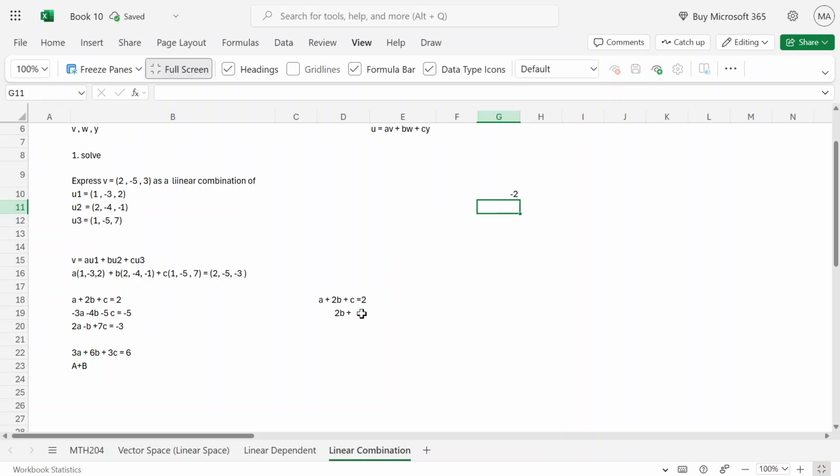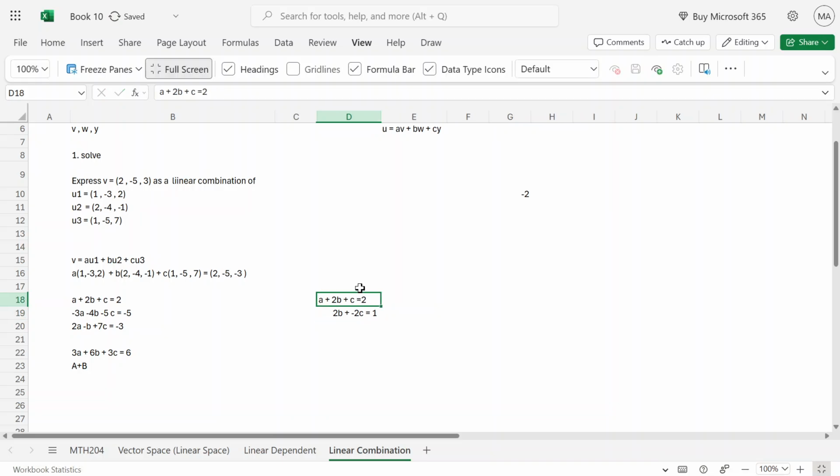So minus 2c equals, you have 6 minus, or c plus 6 plus minus 5. That would be 1. So that's 1. Well, I'll leave it this way.